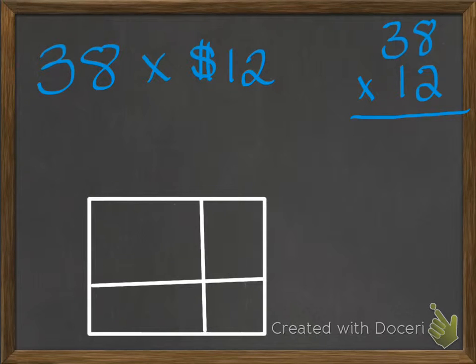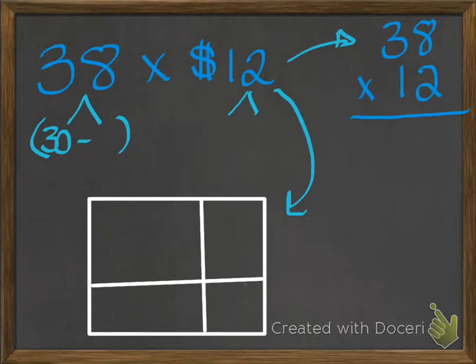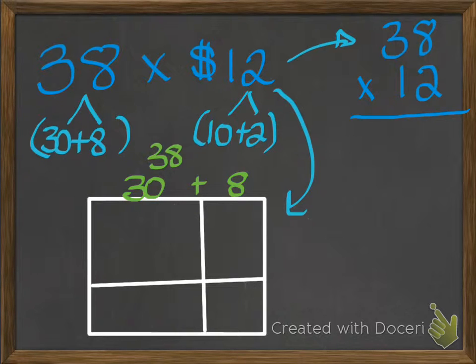38 times $12. Now, I know how to use the algorithm over here, but I'm going to show you also how I can use an array down here to show you 38 times 12. I'm going to use the distributive property just like I did in the last few lessons by breaking down both of these numbers into expanded form. So I've got 38, which is 30 plus 8, and 12, which is 10 plus 2. I'm going to put one of these numbers at the top of the box, one number at the side. So I think I'll start with 38 here at the top, which is 30 plus 8. And then on the side, I'm going to put 12, which is my 10 plus 2.